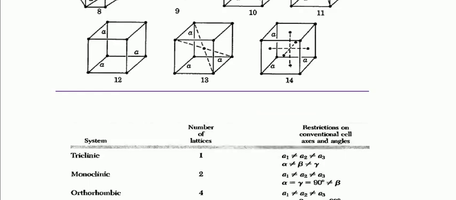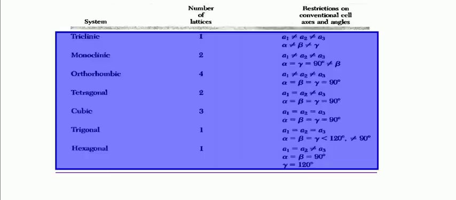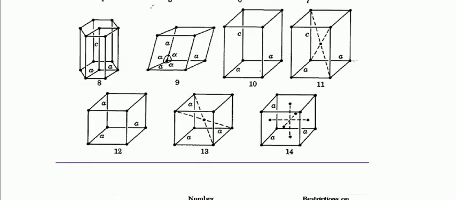They are also mentioned here mathematically. What happens with A1, A2, and A3? Look at this monoclinic. In monoclinic, A1, A2, and A3 are not the same, but interestingly, the angle between two vectors A1 and A2 is 90 degrees, and the third has an arbitrary angle which is not 90 degrees. So this forms a monoclinic. Let us try to see.